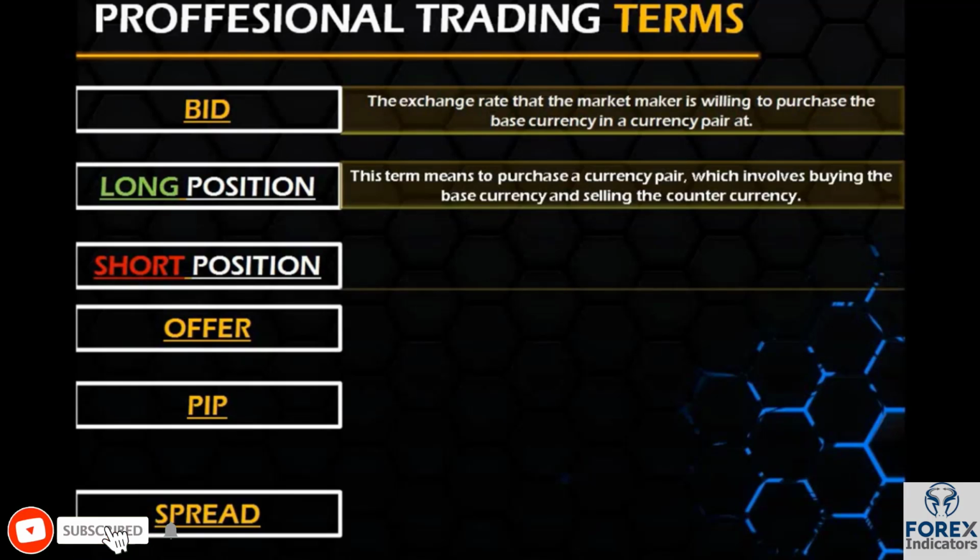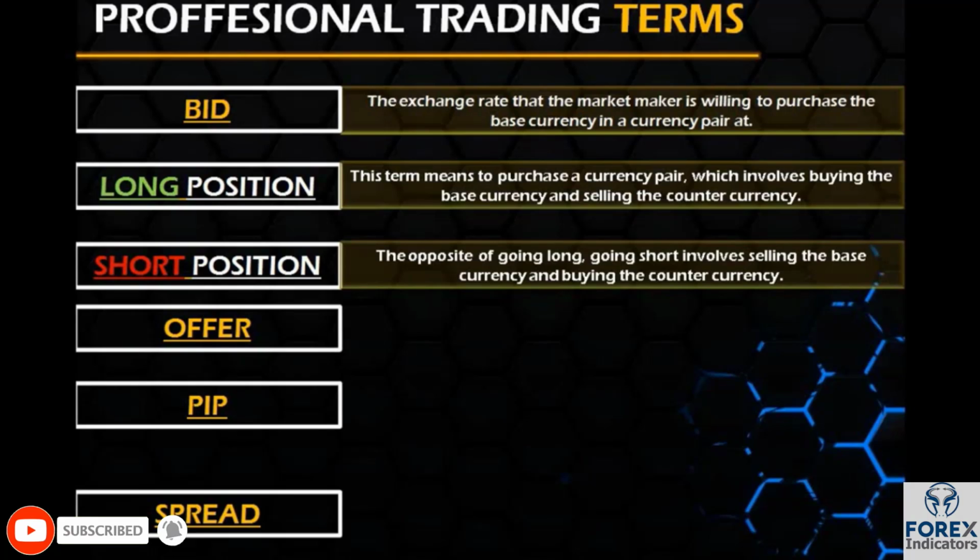And then obviously we have the opposite of going long, which is short position. Short position is self-explanatory. This is where you're selling the currency. It's the opposite of buying Euro USD. So for example, you're going to sell the euro against the United States dollar, meaning you're either seeing the United States dollar is going to gain in value against the euro, or you're seeing that the euro is going to fall against the United States dollar.